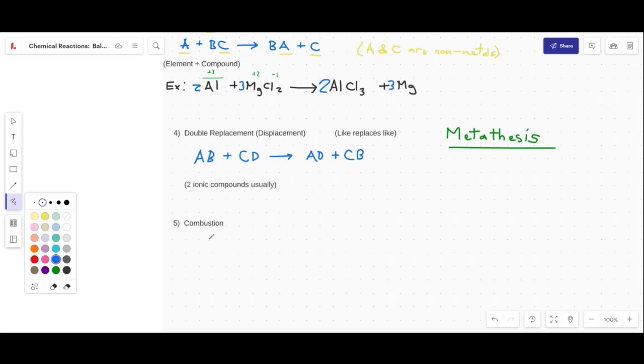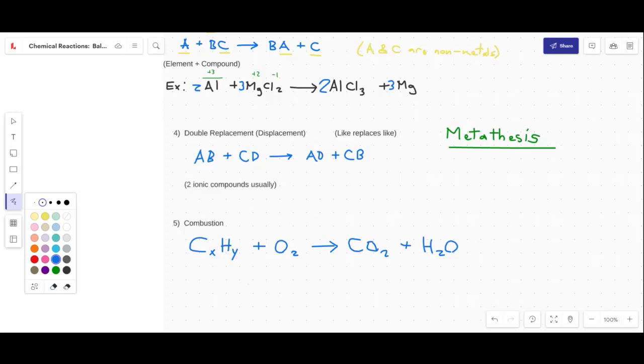But a combustion reaction has a very simple pattern. It's CxHy, some sort of hydrocarbon, plus oxygen goes to form carbon dioxide and water. Now, occasionally, you may have oxygen also in this. It might have an Oz, but usually it's just a CxHy. So a hydrocarbon, anything with carbon and hydrogen reacting with oxygen, you should assume that this is likely a combustion reaction. This is a combustion reaction.